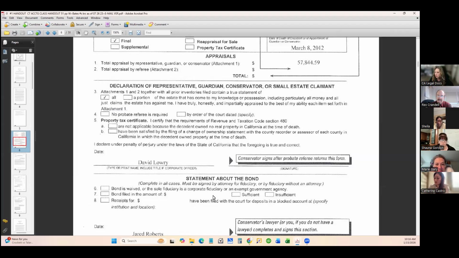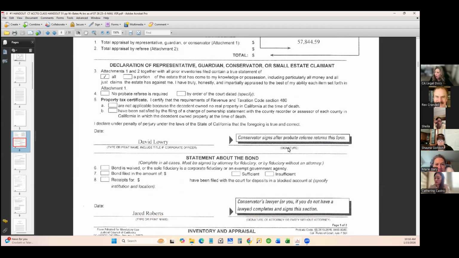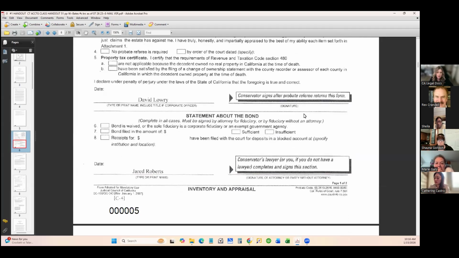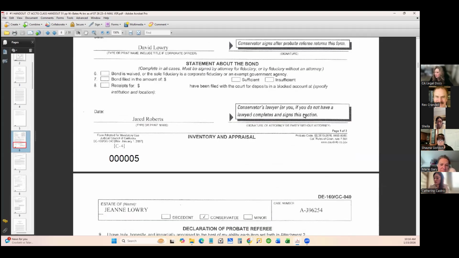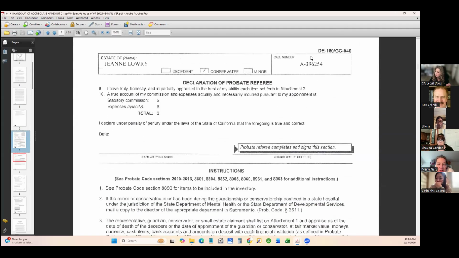If your cash or your bond doesn't cover your cash, you would mark this insufficient. Again, don't worry about it, because I've never seen a court come back off of an inventory and appraisal and issue a new bond amount. We're going to go to page 2. I'm almost done, and then this is going to Rex. I'm 1 minute over my timer of 1 hour.